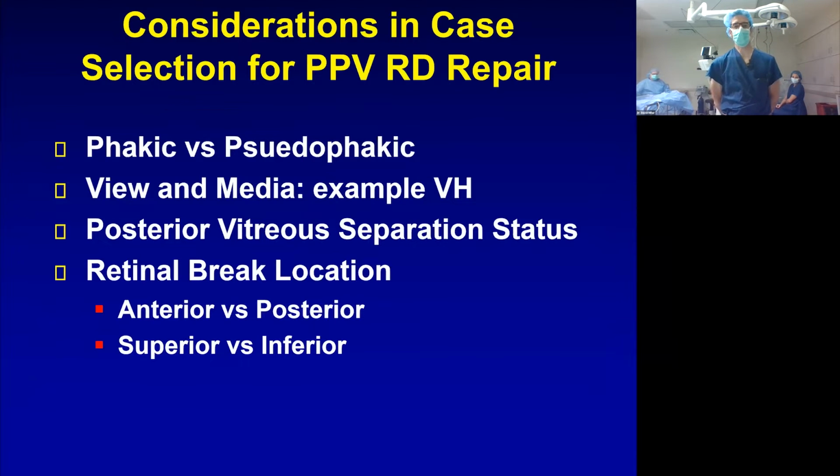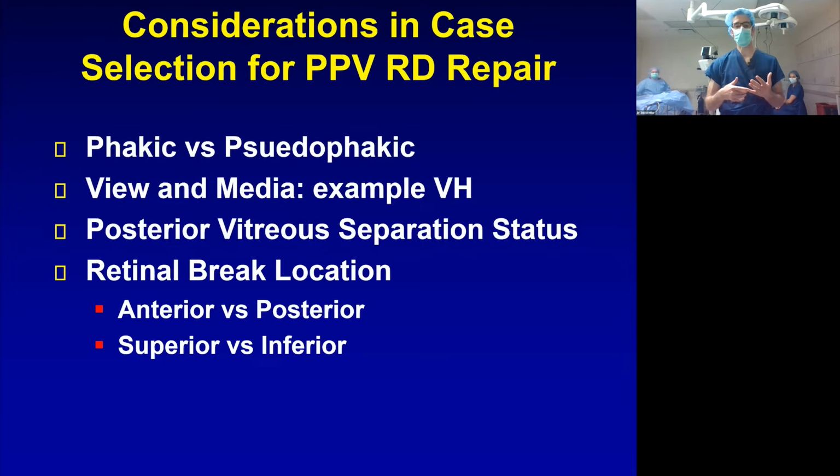So, considerations in case selection for vitrectomy retinal detachment repair. It's important to realize whether the patient is phakic or pseudophakic. With vitrectomy surgery, there's always an increased risk of cataract formation, so there is an advantage if the patient's already pseudophakic. It gives you more freedom of movement in the eye, and also you won't have trouble with the lens of the eye causing media opacity, visualization problems. Also, you won't develop a cataract post-operatively. So pseudophakic is a better choice for these types of patients.